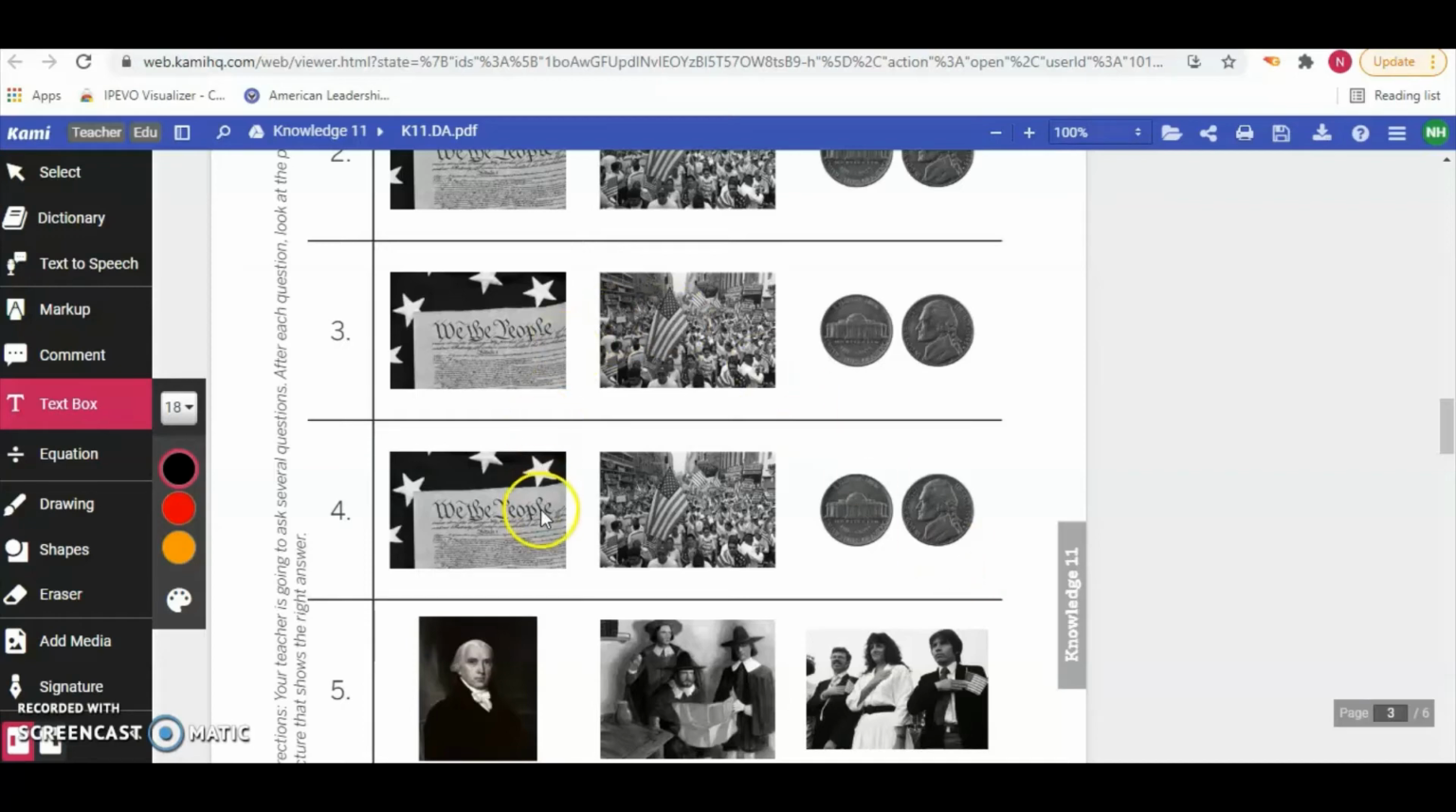And number 4, which shows a person exercising or using the freedom of speech that they are guaranteed in the Constitution? We the people, protesters, or E pluribus unum?